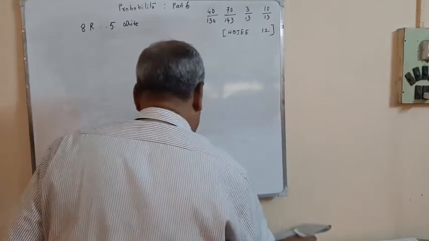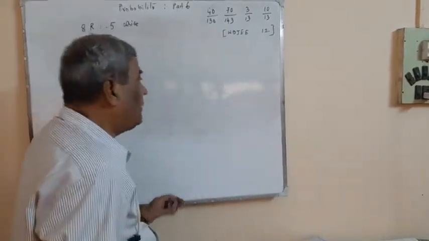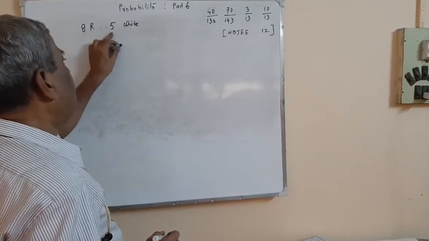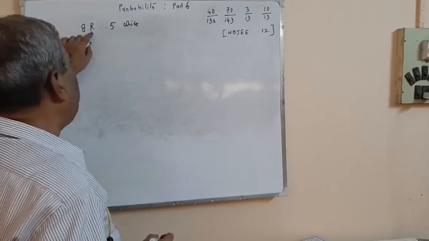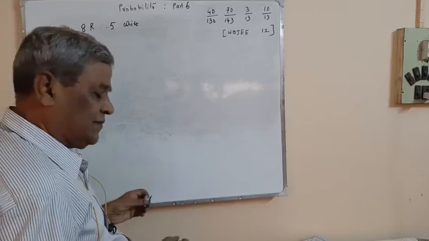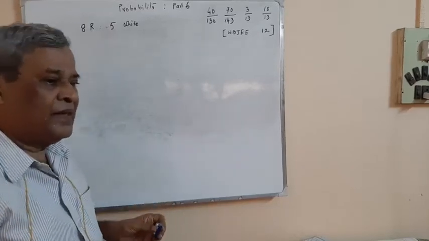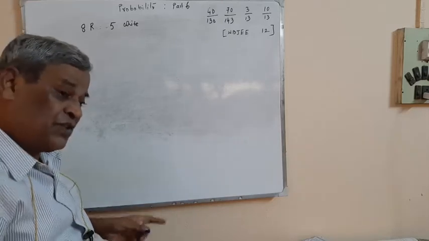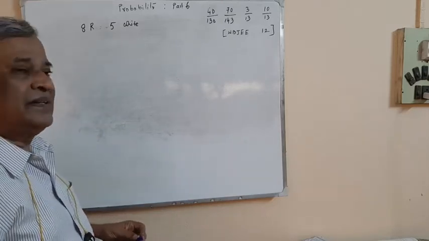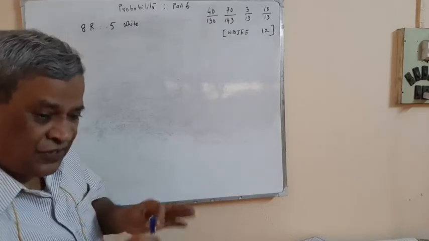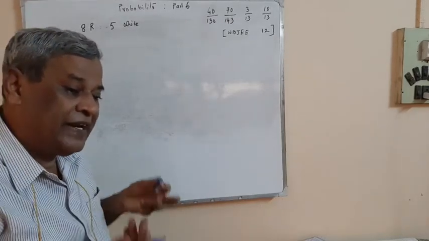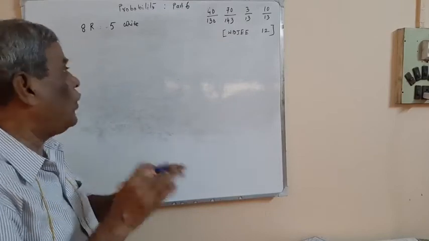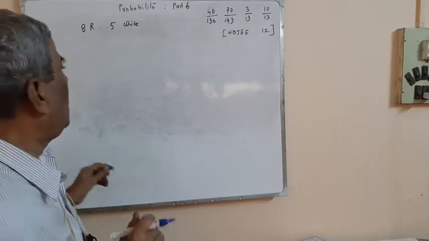So the problem is very simple. A box contains 13 balls. Of them, 8 are red and 5 are white. From them, 3 balls are collected at random. What is the probability that the collected 3 balls are of different colors? Means not all red, not all white, and so on.